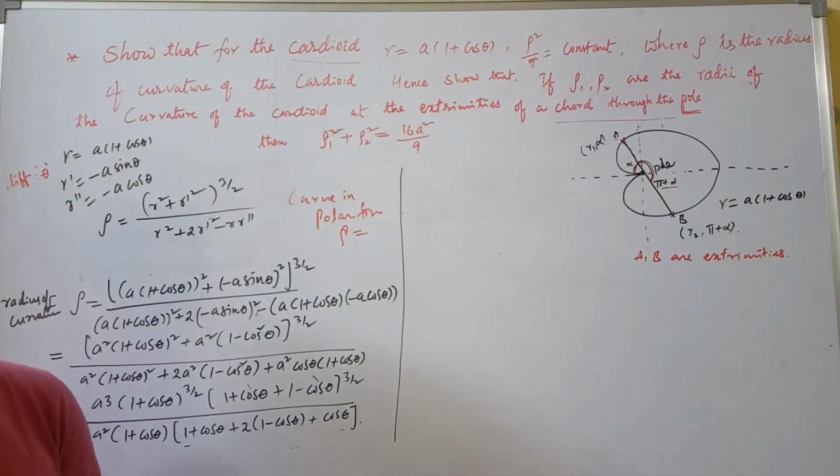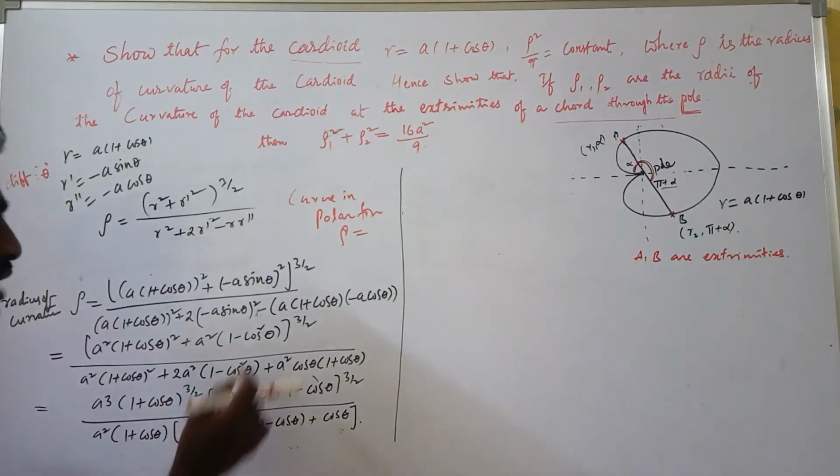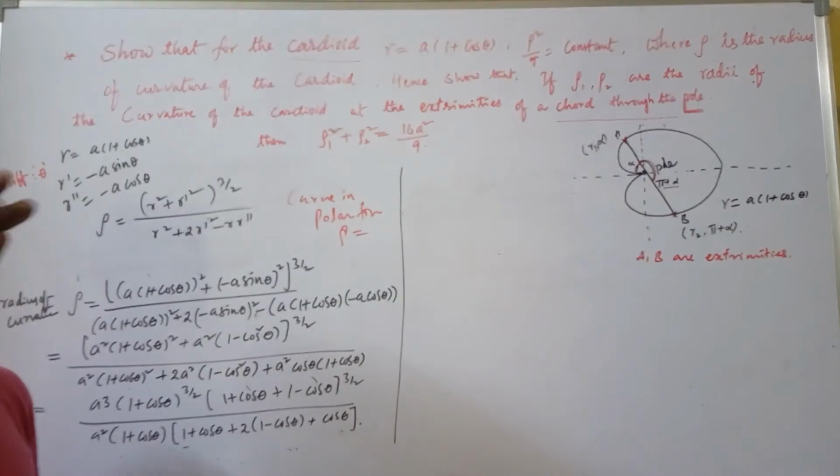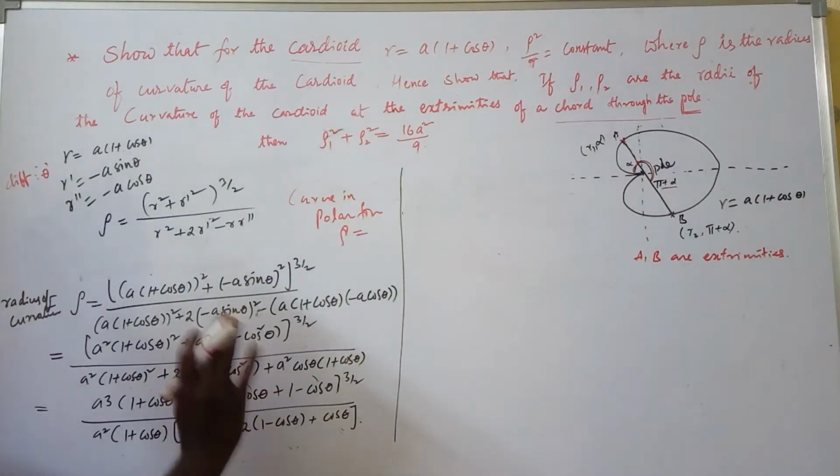Is it known or not? Yes, we know sin square theta plus cos square theta equals 1. So for that I want to use sin square theta equal to 1 minus cos square theta. That term is 1 minus cos square theta, whole power 3 by 2. I don't touch the numerical power value, 3 by 2 stays 3 by 2.